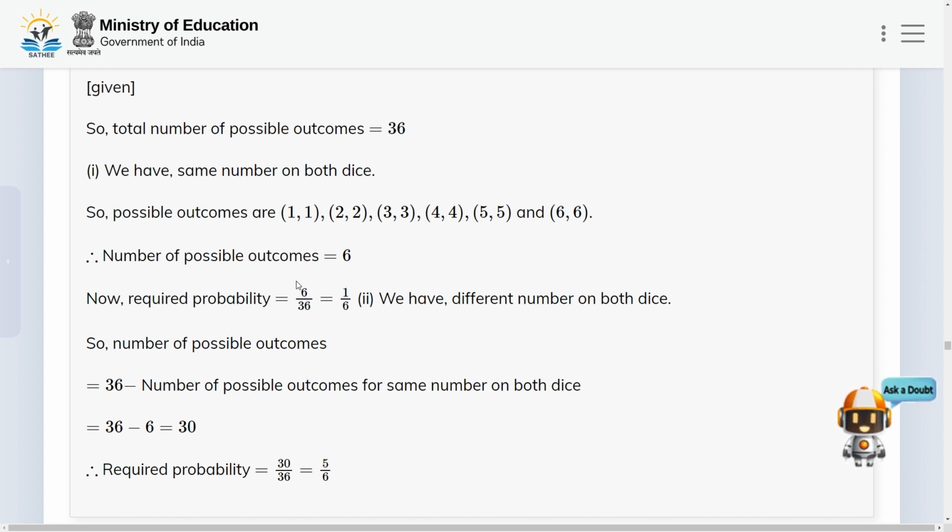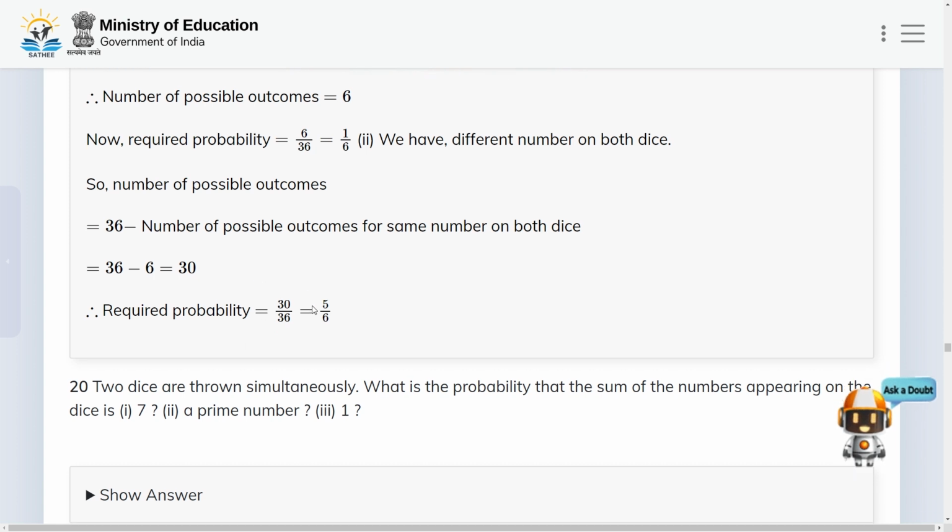Now we have a different number on both sides. So the number of possible outcomes is equal to 36 minus the number of possible outcomes for the same number on both sides, that is 36 minus 6, which is equal to 30. So the probability of getting a different number on both sides is equal to 30 by 36, that is equal to 5 by 6. So the required probability is equal to 5 by 6.